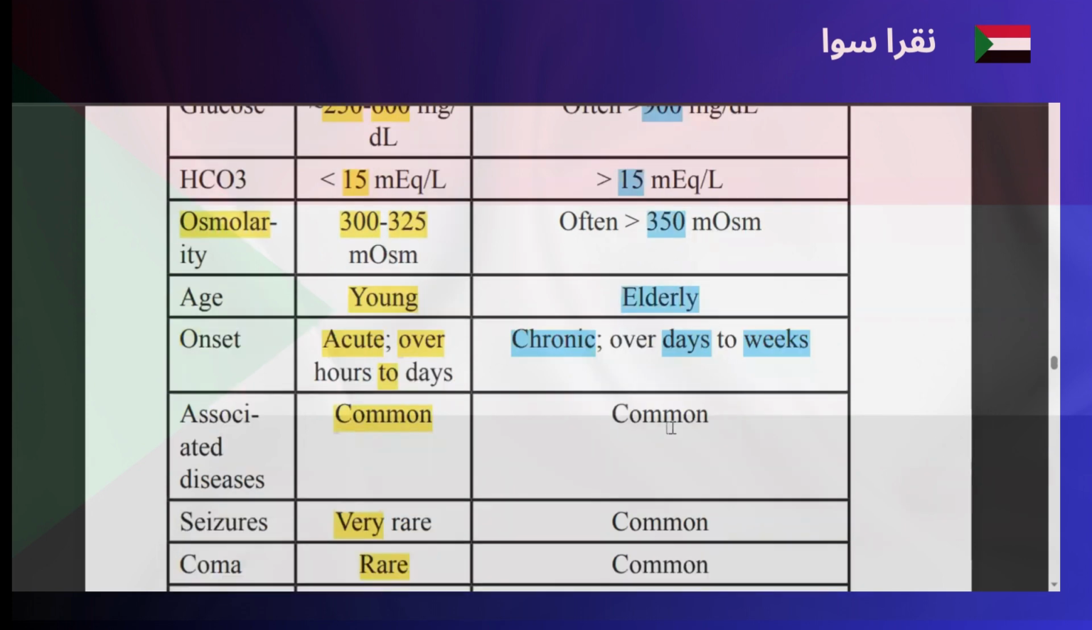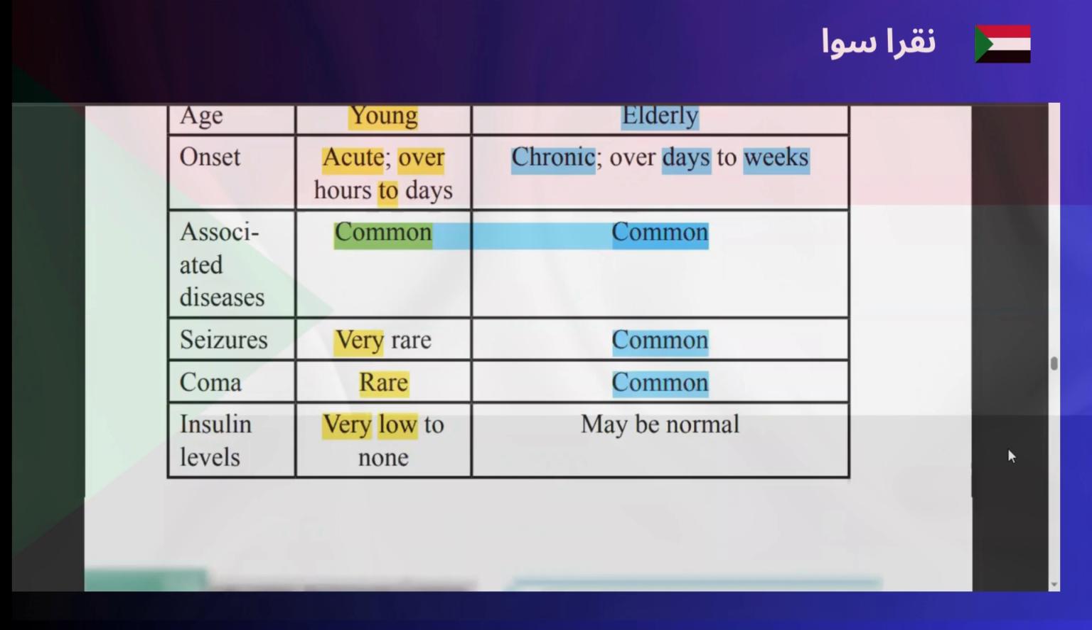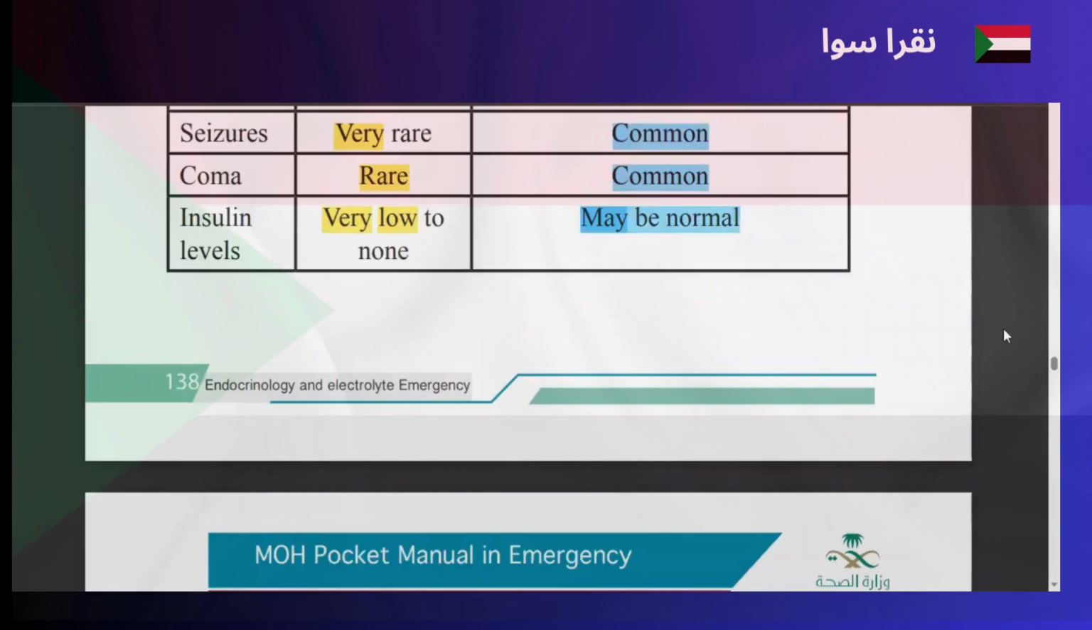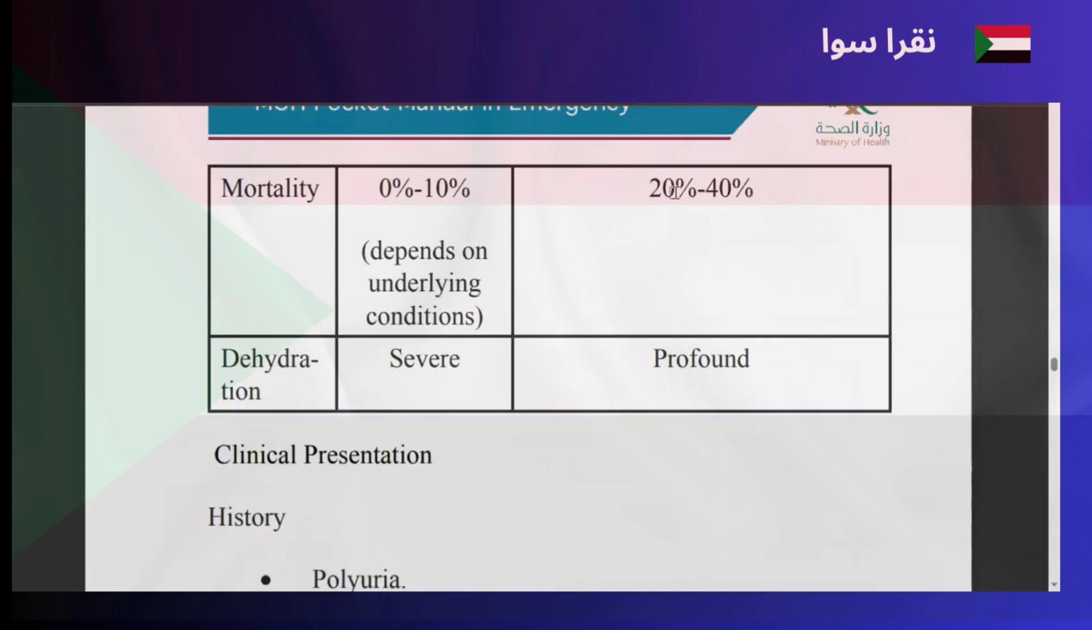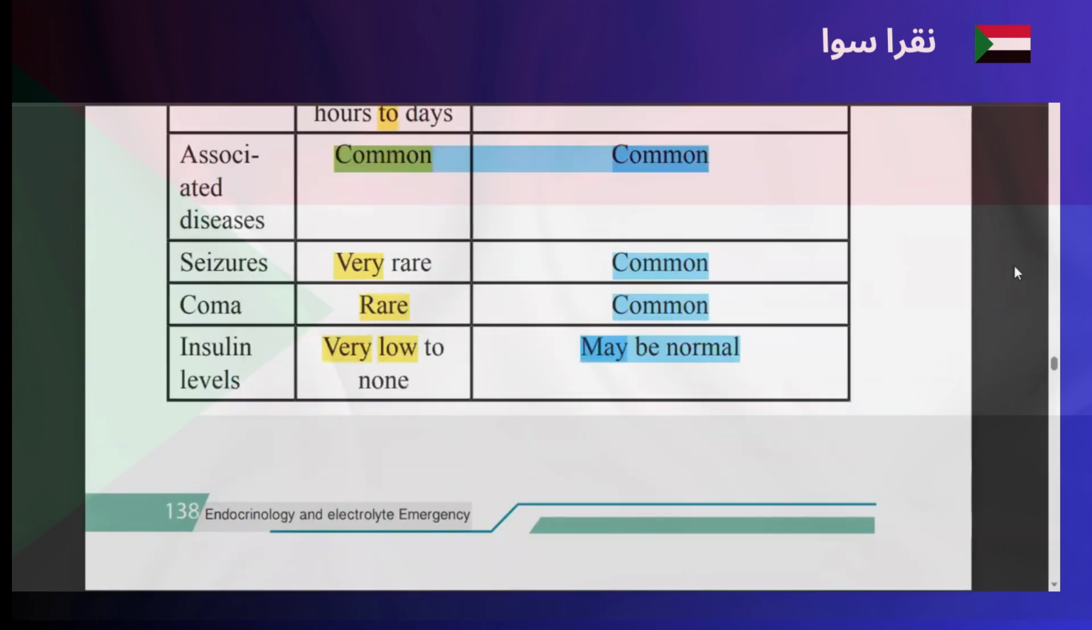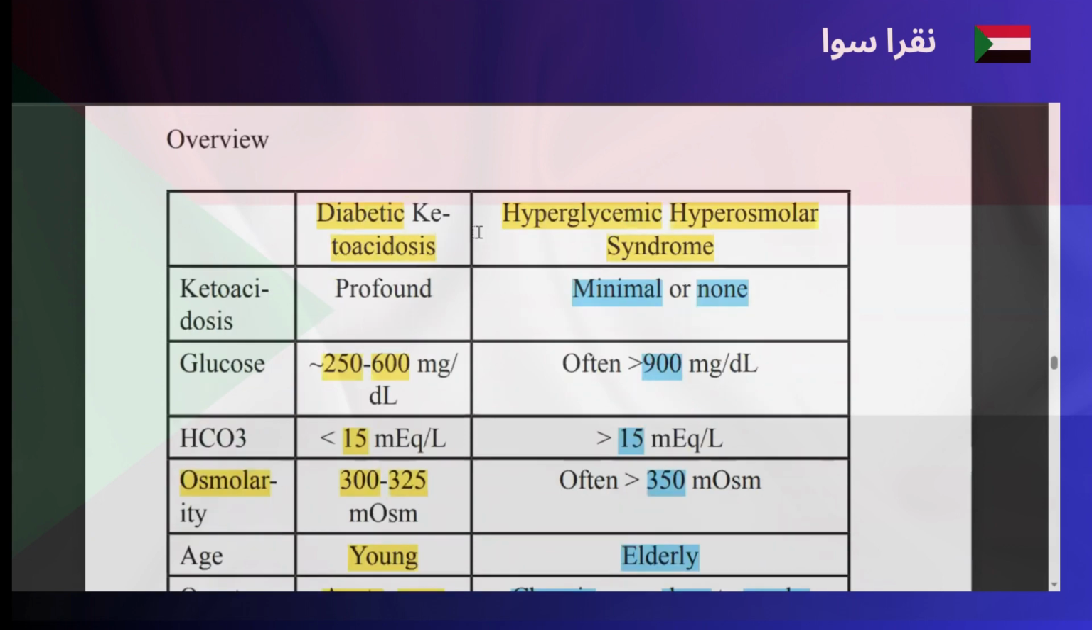Associated disease is also common. Seizure is common. Coma is common. The insulin level may be normal. Mortality is between 20 to 40%. The dehydration is profound. So there are some differences between diabetic ketoacidosis and hyperglycemic hyperosmolar syndrome.